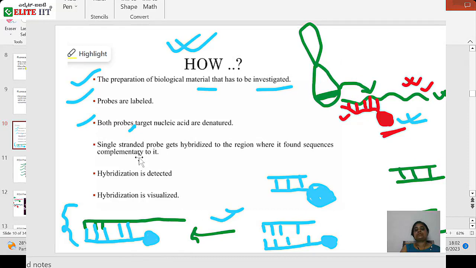Okay, so this is the case. The single stranded probe gets hybridized to the region where it finds sequences complementary to it. So this is the technique of hybridization. Then hybridization is detected and visualized through the microscope. So these are the common steps involved in the in situ hybridization process.